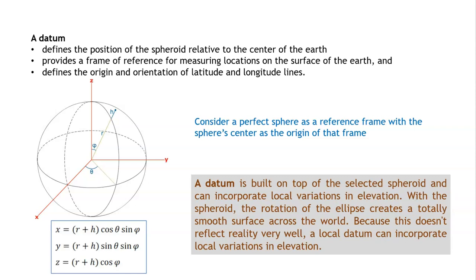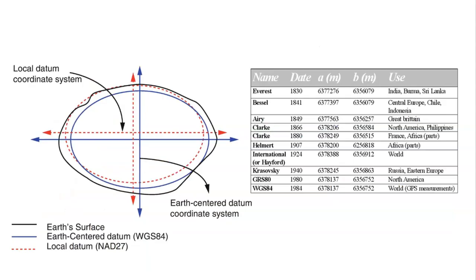With all these narrations, one could say that a datum is built on top of the selected spheroid and can incorporate local variations in elevation. With the spheroid, the rotation of the ellipse creates a totally smooth surface across the world. Because this doesn't reflect reality very well, a local datum can incorporate local variations in elevation. Hence, there lie certain advantages as far as local datums are concerned.